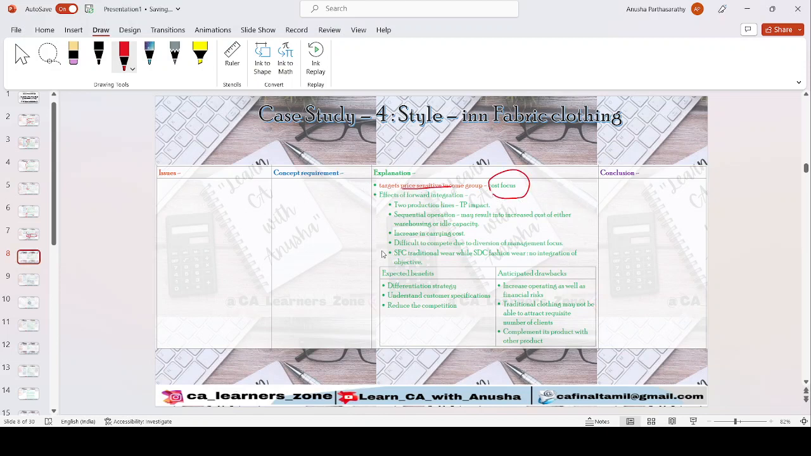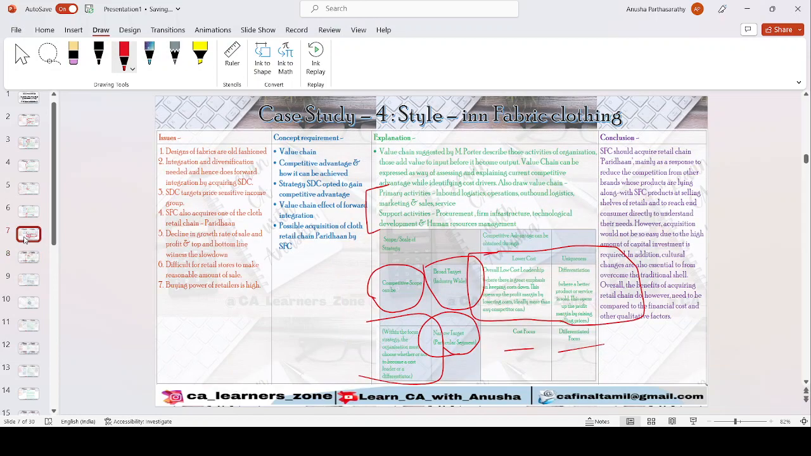What are the effects of forward integration? Forward integration means I am going to integrate with my forward persons. Effects: production line, impact, sequential operation, increase in carrying cost, and difficulty competing due to diversification of management focus.